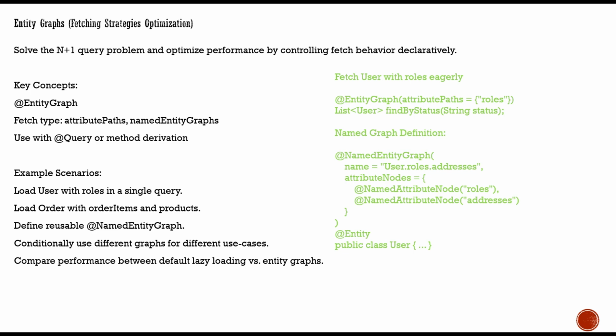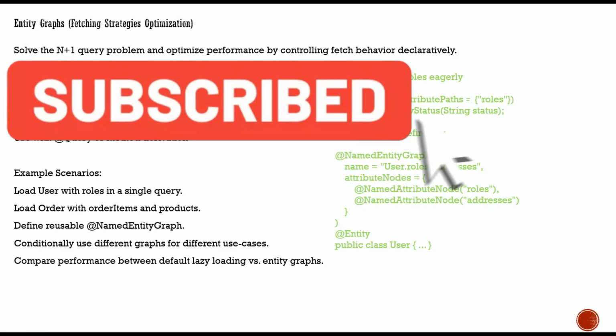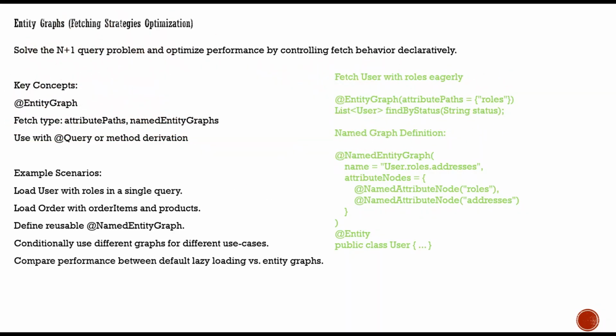You can compare the performance when it comes to lazy loading versus the entity graph. Now on the right side, I've given you an example of how to fetch the user with the role eagerly. Now we have made use of the entity graph, attributePaths equal to roles. I've given the method as findByStatus and we are going to pass the status. Now how to use this named graph definition? You can define the @NamedEntityGraph. We can give the user roles over there. All these related nodes, and then you can use it over there. I hope you are able to understand, and also I mentioned that you won't find this in any other videos.